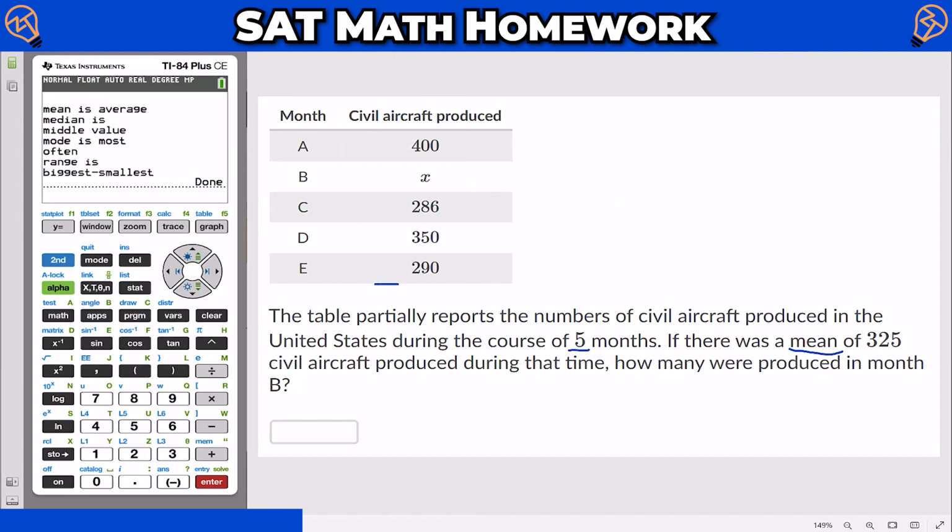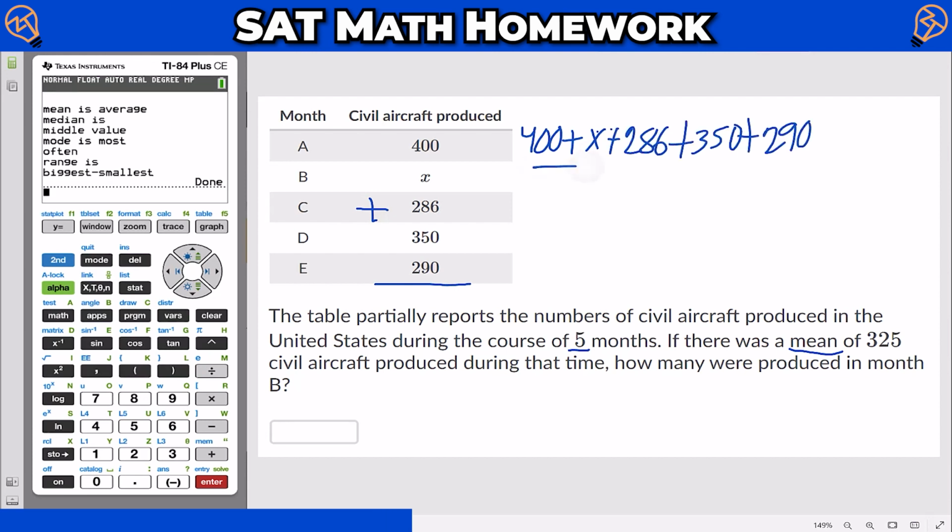Well, how do you average 5 of anything? You have to add them all up and then divide by 5. So if we add 400, our x, which we don't know, and our other 3 values, and then divide by 5, they're saying we'd get 325.